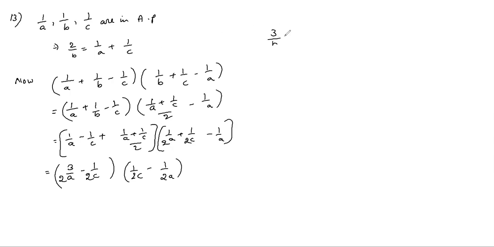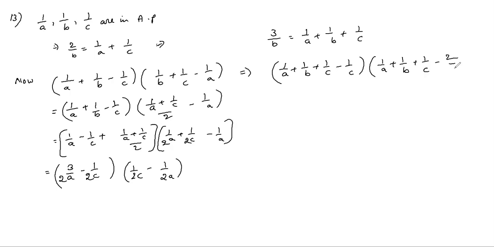Otherwise, if you add 1 by B on both sides for this, 3 by B equals 1 by A plus 1 by B plus 1 by C. Now from this 1 by A plus 1 by B minus 1 by C equals, we add 1 by A plus 1 by B plus 1 by C minus 1 by C. Here also 1 by A plus 1 by B plus 1 by C minus 2 by A. Here also 2 by C. So this is 3 by B minus 2 by C.